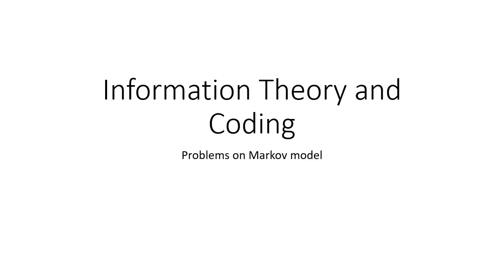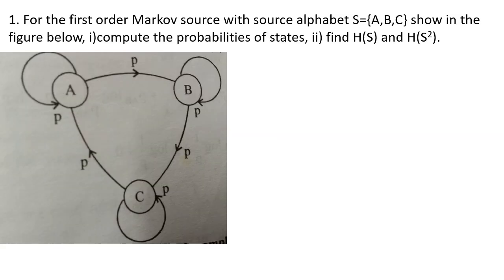Hello students, this video lecture is on information theory and coding and will discuss the problems on Markov's model in this video class. First problem: for the first order Markov source with source alphabet S equal to A, B, C shown in the figure below, compute the probabilities of state. Second, find H of S and H of S to the power of 2.